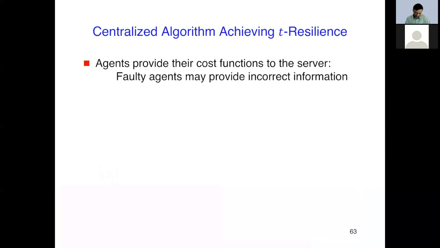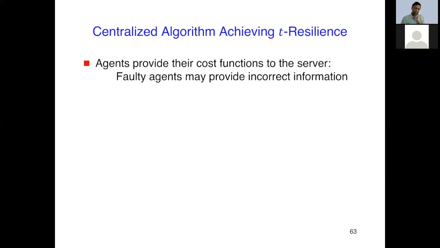The point of these two examples was simply to show that it is in fact possible to imagine situations where the 2T redundancy property is satisfied. If it is satisfied, then here is a very simple algorithm that allows you to achieve the T resilience property. It's a centralized algorithm, and we'll talk about distributed algorithms later in the tutorial. Remember that there are n agents, up to T of which may be faulty. There is a server, and this is a very simple algorithm, not necessarily a practical one, just to make the point that if you have 2T redundancy, then T resilience can be achieved.